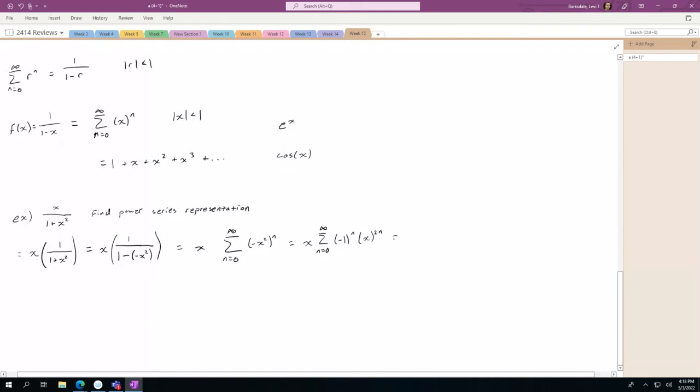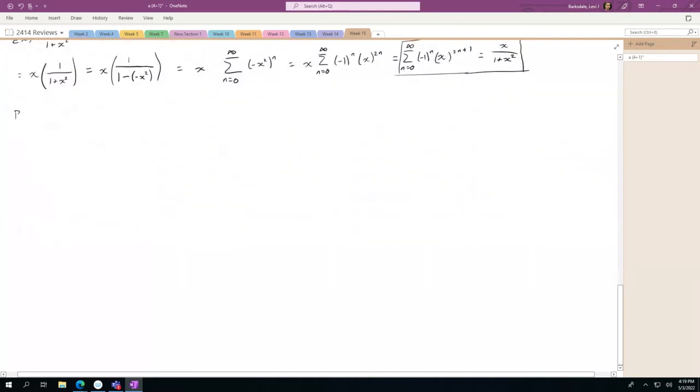And now I can just multiply my x in there. Just putting in one more x will make that an exponent of 2n plus 1. And there you go. I found a nice power series representation for x divided by 1 plus x squared. Now, go ahead and try it for a few of these. Again, I'm just asking you to find a power series representation.